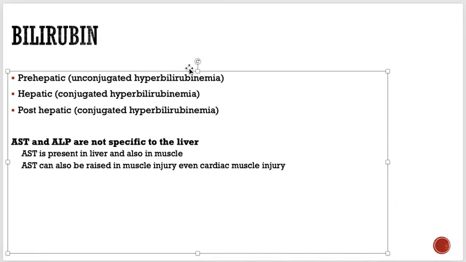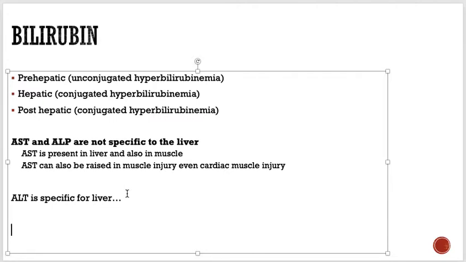But guys, remember this thing about ALT, and a very easy way to remember it: ALT is specific for liver. ALT has L, and liver starts with L. So remember, L goes for L. Alanine transferase is specific for liver damage. So whenever ALT is raised, think about liver damage.